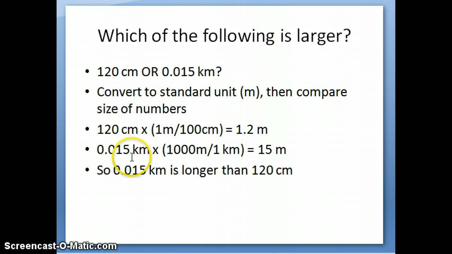We do the same thing for kilometers. In this case, we find that 0.015 kilometers is equal to 15 meters. So it's clear by comparing these two numbers right here that 0.015 kilometer is a longer distance than 120 centimeters.